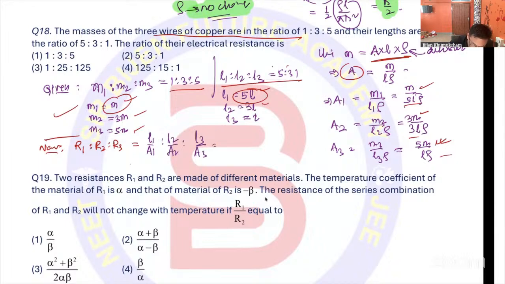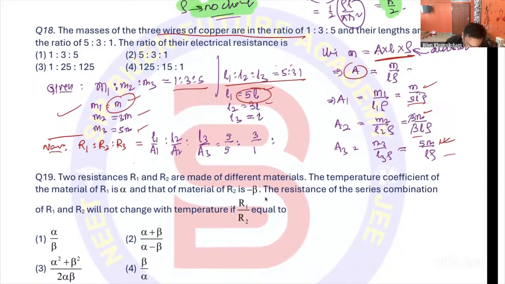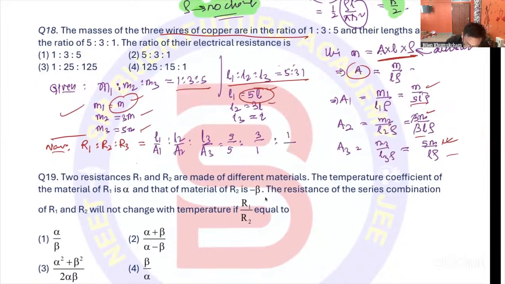For L1, we just write 5. For L2, just write 3. For A2, 3 by 3 is 1. Then finally for L3, just write 1, and A3 is 5. So this should be done.